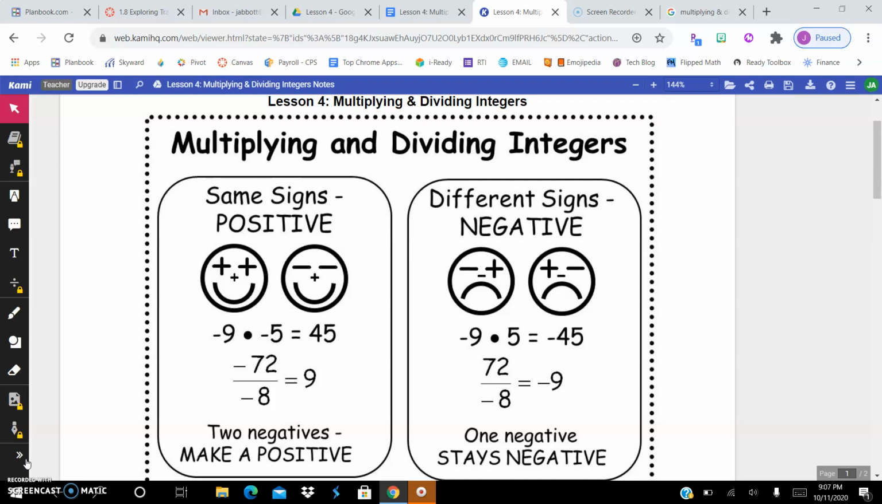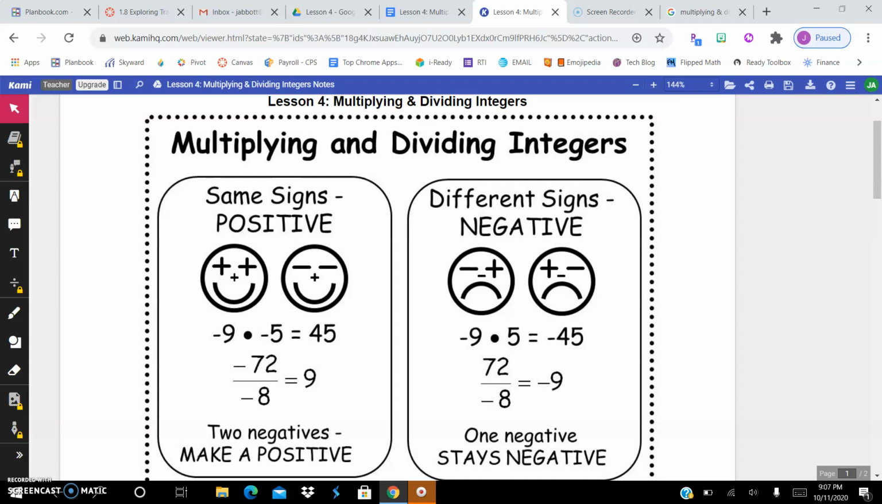If both numbers have the same signs, then you're going to have a positive answer. So if you have two positives, you're going to have a positive answer. If you have two negatives, you're going to have a positive answer. If you have different signs, so one of each, a negative and a positive, and you're multiplying, you're going to have a negative answer. And if you're dividing a positive and a negative, you're going to have a negative answer. So one of each, negative answer; both the same, positive answer.